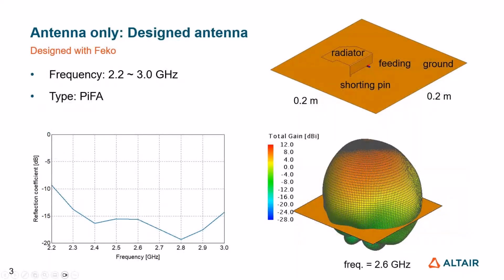The designed antenna is actually a PIFA, consisting of a radiator, the ground plane, feeder, and shorting pin. As you can see here, the antenna will operate within 2.2 and 3 gigahertz based on the reflection coefficient and the 3D antenna pattern at 2.6 gigahertz.